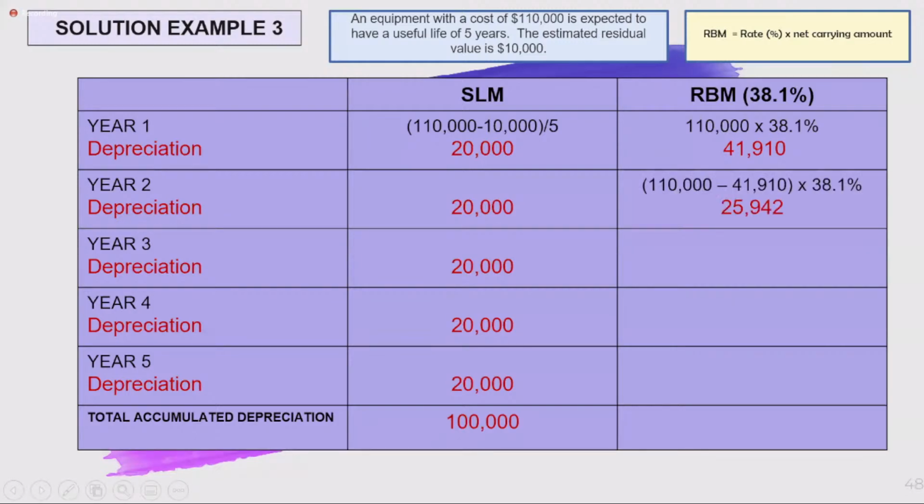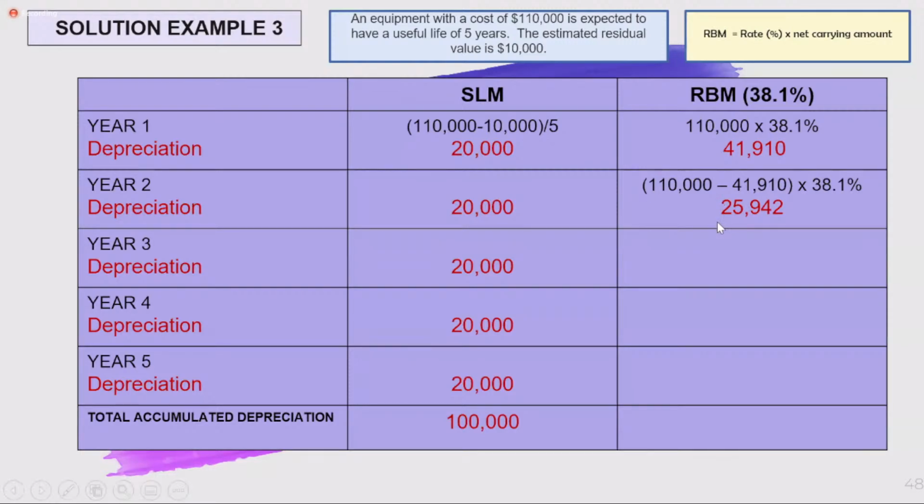Second year, what you should do, you have to take up the net carrying amount. So the net carrying amount will be the cost less depreciation charge in year 1. Baru kali dengan 38.1. Okay, so that does. Boleh? Okay?